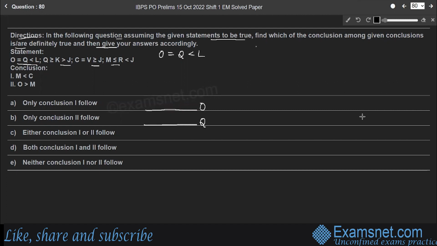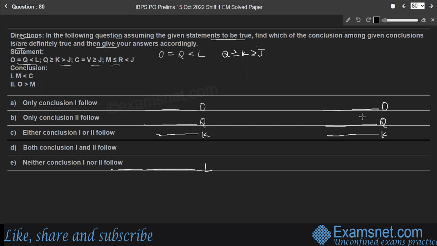That means consider a greater line L, right? Here I'll consider Q is strictly less than L. And the next part, Q greater than or equal to K, K greater than J. So Q greater than K or equal to K. Therefore, we have two cases here. Q is equal to K in the second case and O is equal to Q.